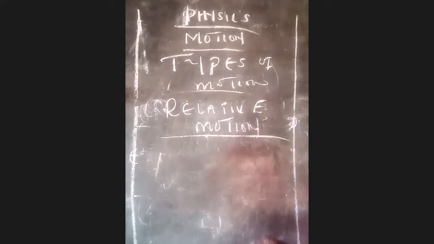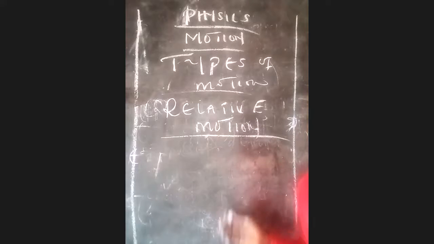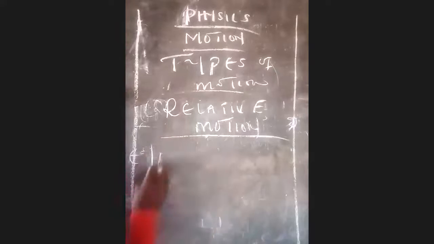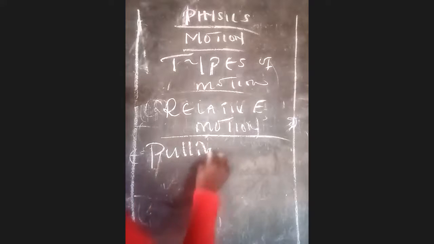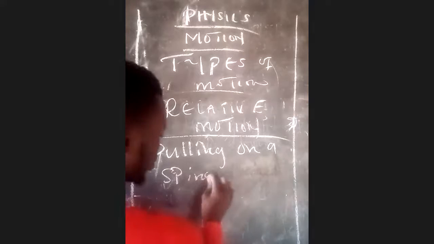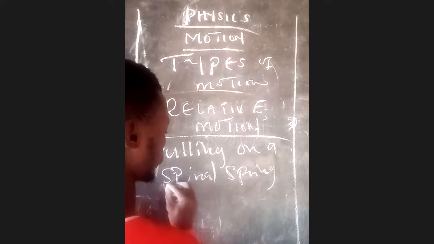Now, that is what relative motion is all about. Let's talk about some examples of relative motion. Pulling on a spinal spring. You know spinal spring?